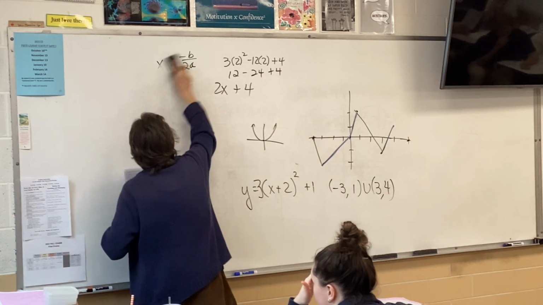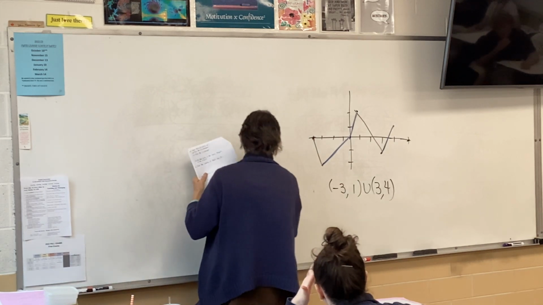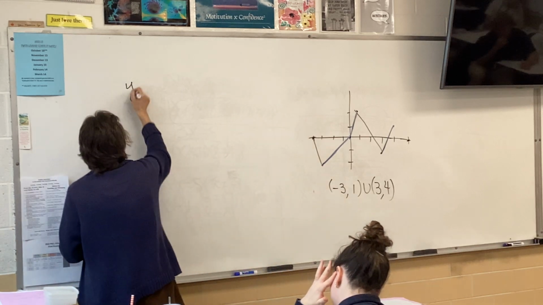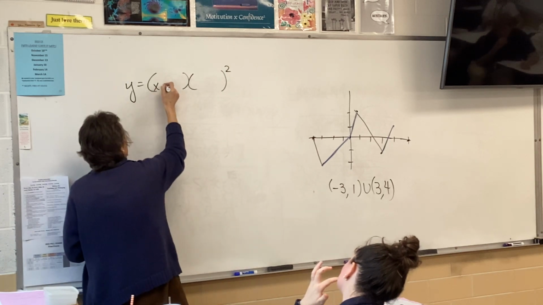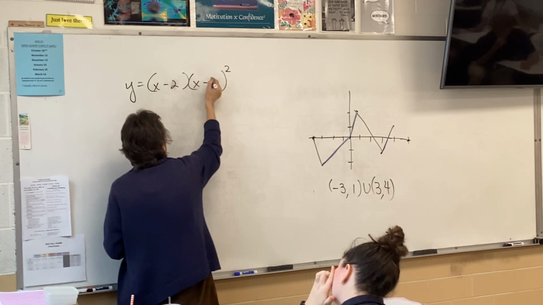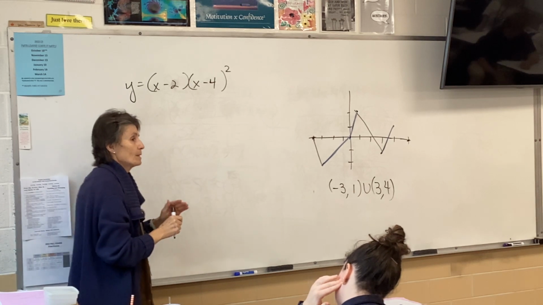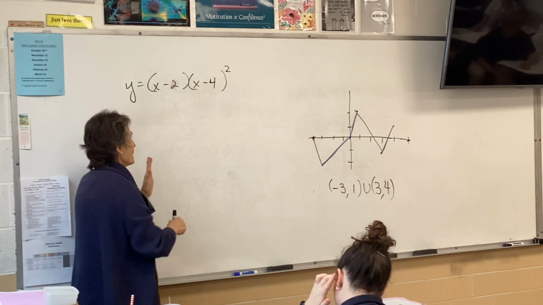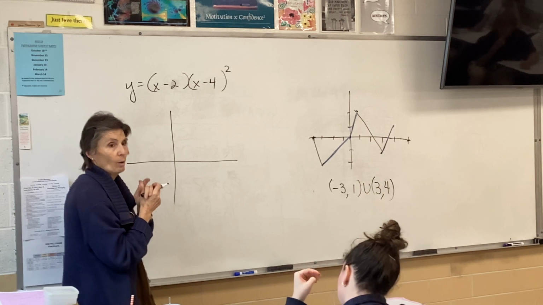All right, here we go. Okay. All right, so we've got x minus 2, x minus 4 squared. Now, I want to forget the vocabulary for a second. We know how to graph this. Who remembers how to graph this? What do we do first?